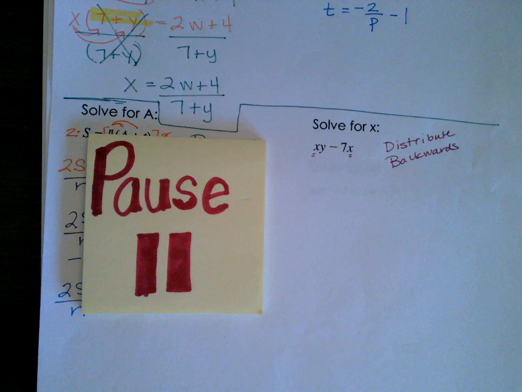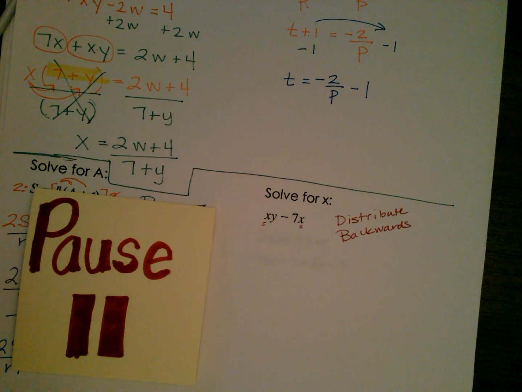Thank you for pausing. We talked about distributing backwards. I'm going to take x out. X times what gets me back to xy? y. X times what gets me back to the second term, negative 7x? Negative 7. That one was very straightforward.